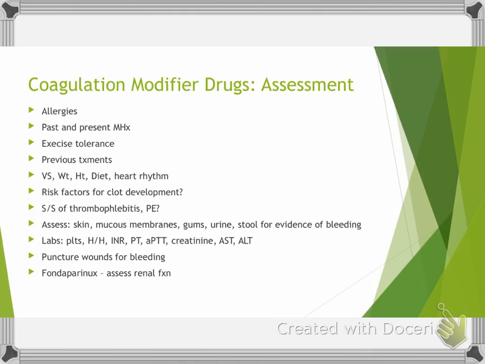So assessment, we're going to assess for any allergies, their past and present medical history, exercise tolerance. We need a baseline because we want to monitor for weakness and bleeding. So we need to know, how are you doing so far? Like, how are you normally? And then if they start to notice that they're weaker, that could indicate that they're bleeding.